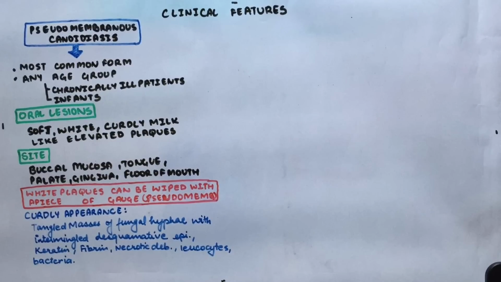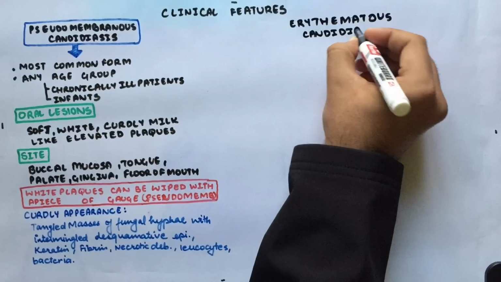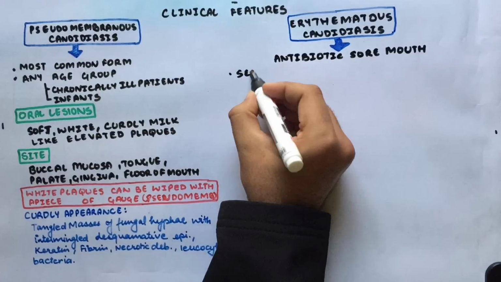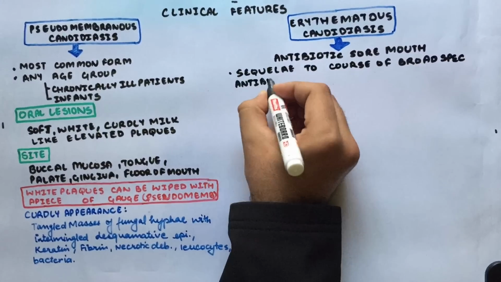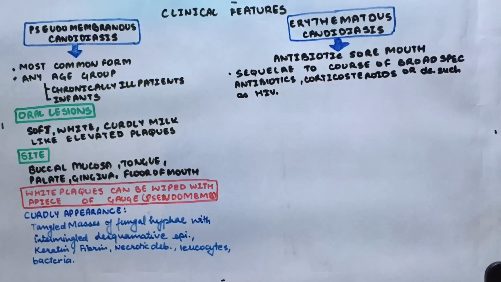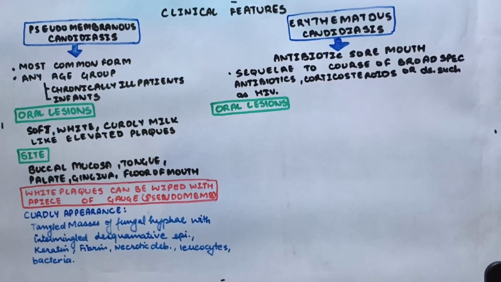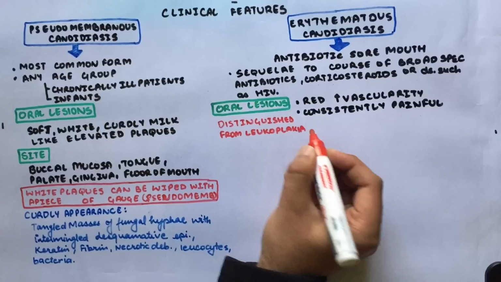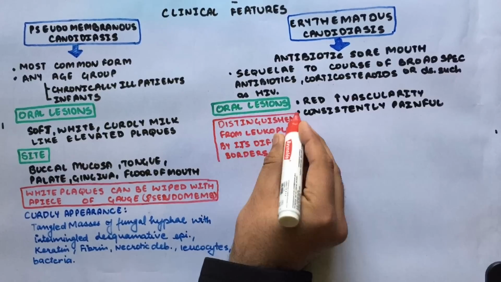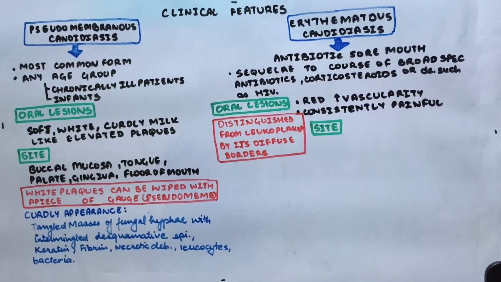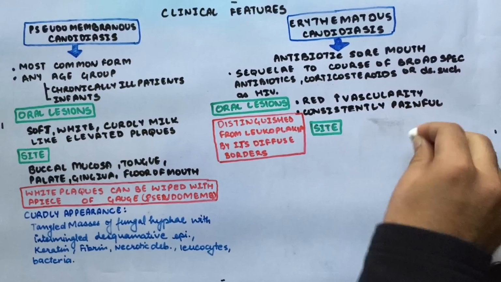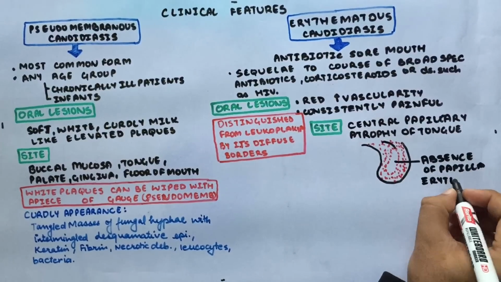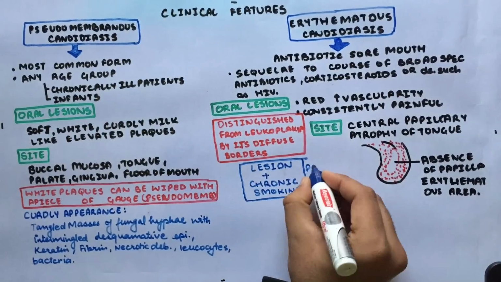Now we will talk about clinical features of erythematous candidiasis, also called antibiotic sore mouth, because this occurs as a sequela to a course of broad spectrum antibiotics, corticosteroids, or diseases such as HIV. The oral lesions are red in color due to increased vascularity and are consistently painful. The lesion can be distinguished from leukoplakia by its diffuse borders, mostly present on the tongue and is characterized by central papillary atrophy of the tongue. The lesion is mostly associated with chronic smokers.